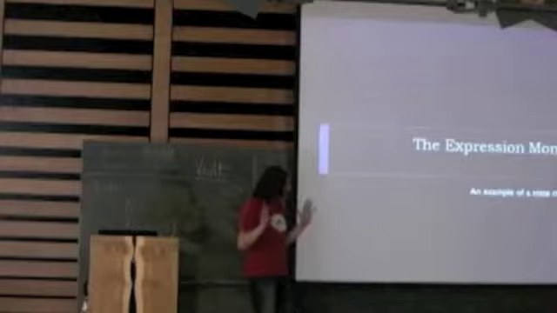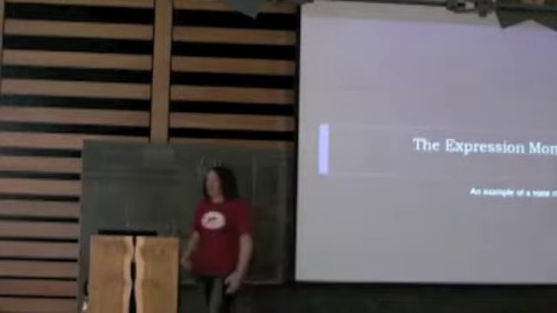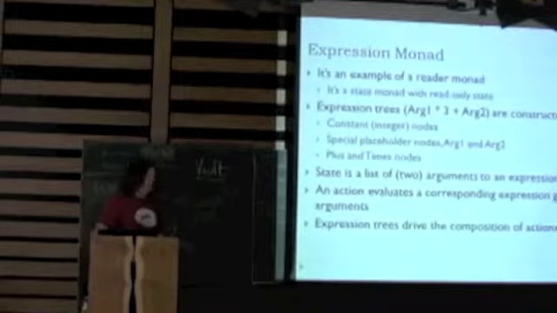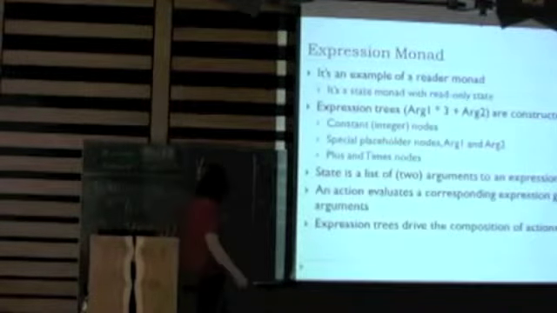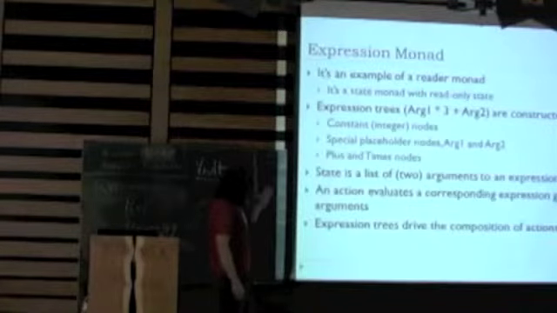Okay? So it's a simplified monad, and in particular I want to implement my own version of a reader monad that's used only for the purpose of proto. So this is the monad I'm going to implement. It's like a state monad with read-only state.